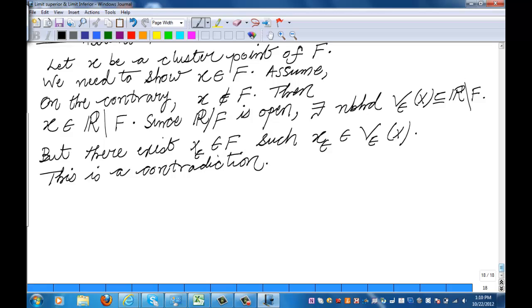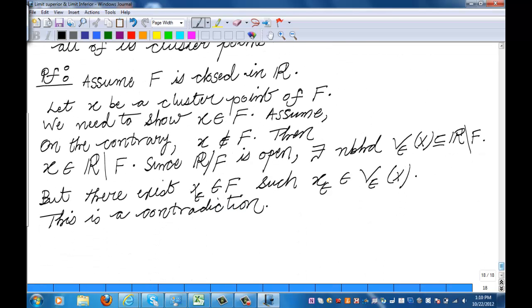Okay, so that's one way. We assume that F is closed, and then we want to show that if X is a cluster point of F, then X is inside of F. We said assume on the contrary that X is not in F. Well, then an epsilon neighborhood of X will be outside of F for some epsilon. But that neighborhood should also include something from F because X is a cluster point. So that's where the contradiction is.